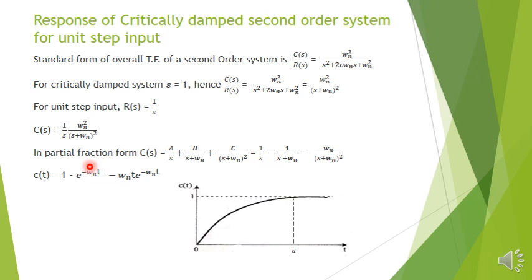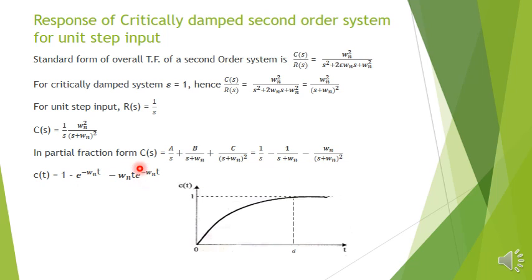So 1 minus e to the power minus omega n t minus omega n t into e to the power minus omega n t, because the inverse of 1/(s plus omega n) whole square is t into e to the power minus omega n t. Omega n is a constant, so this is the expression.